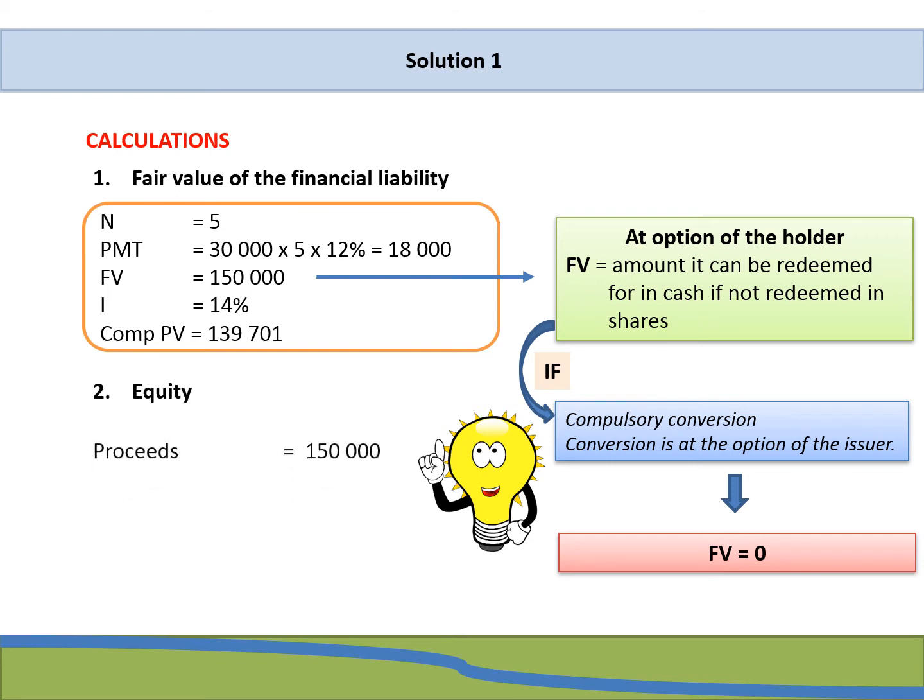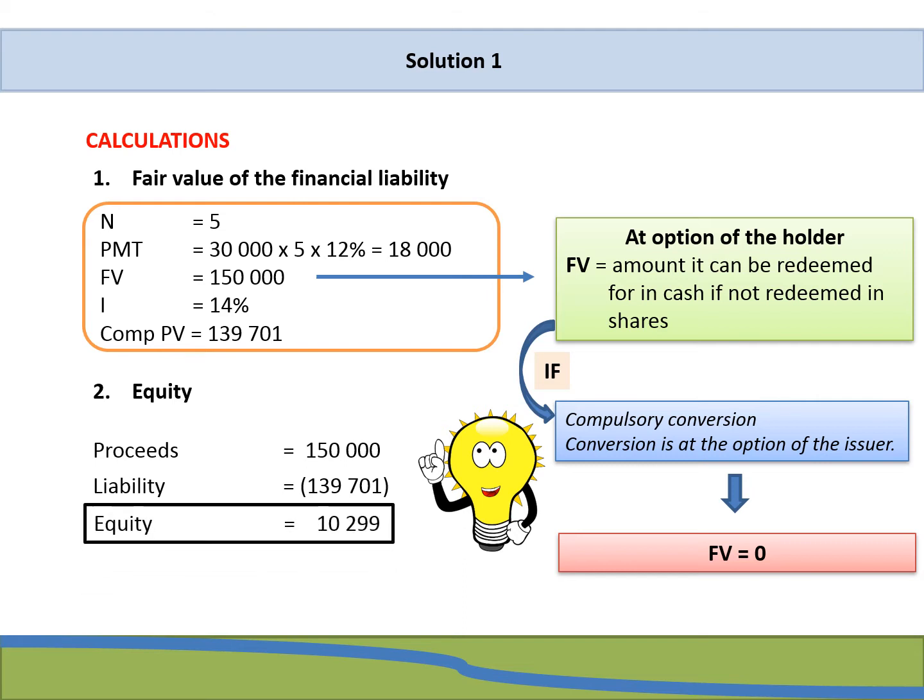Firstly, we start with the proceeds of 150,000 Rand. Next, we deduct the lease liability being 139,701, which we've just calculated, and this will give us an equity portion being 10,299 Rand.